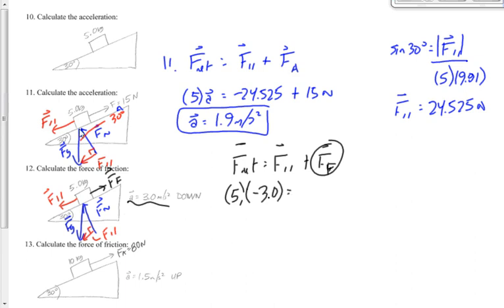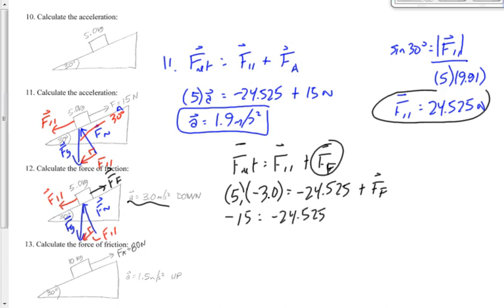F parallel, we can figure that out as well. It's the same value, isn't it? Same value as it was in the last question, so let's not do it again. We're going to make it negative 24.525 plus FF. So get this number, it becomes negative 15 on the left side. Let's take the 24 over by adding because it's negative on the right-hand side. And FF becomes positive 9.5 newtons.